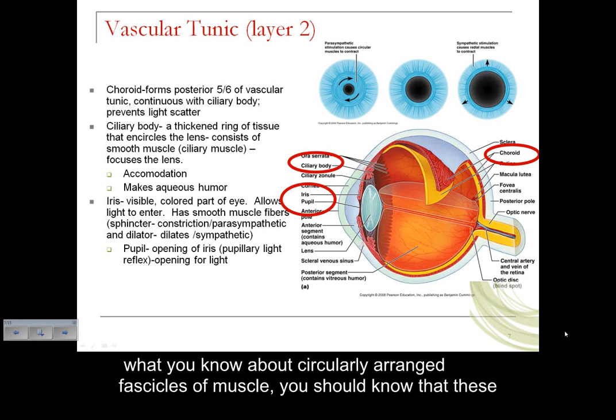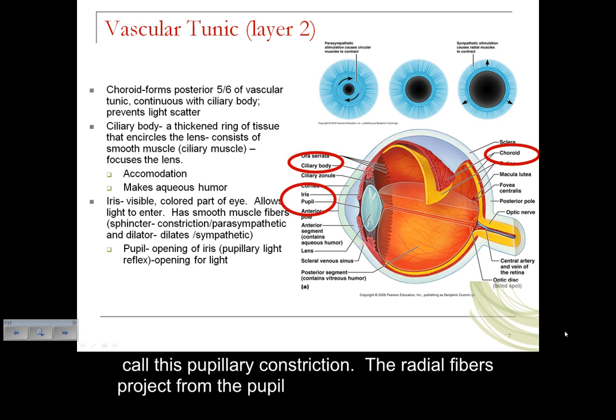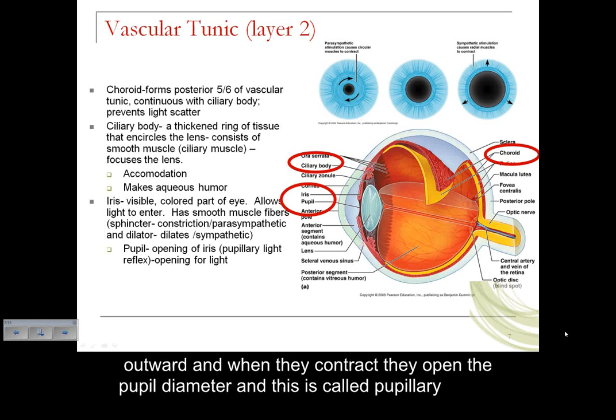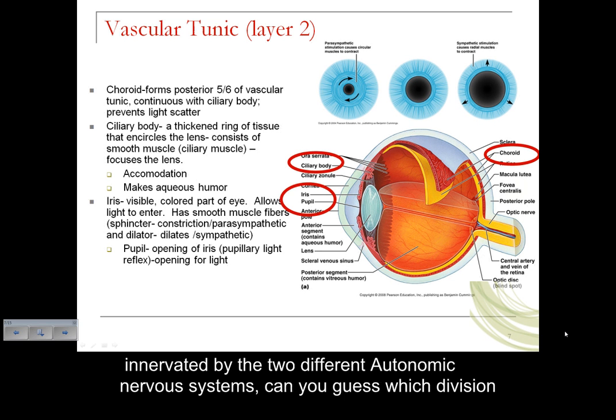There are 2 kinds of smooth muscle in the iris, circular and radial. Knowing what you know about circularly arranged fascicles and muscle, you should know that these fibers will behave like a sphincter, and the pupil will become lesser in diameter, and we call this pupillary constriction. The radial fibers project from the pupil outward, and when they contract, they open the pupil diameter, and this is called pupillary dilation.